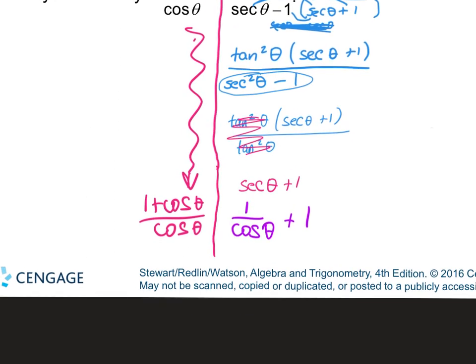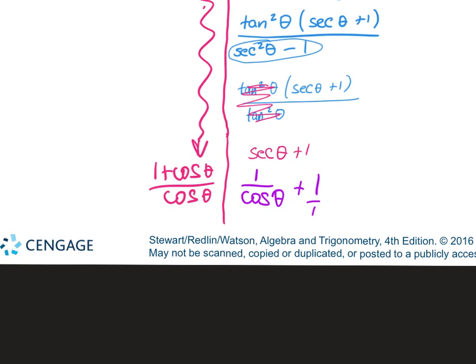Do you guys agree this is 1 over 1? We have to add fractions. How do you add fractions? You have to get a common denominator first. What's a common denominator between cosine and 1? Cosine theta. Very good. So this first fraction has the cosine, so I don't need to multiply anything. I can just put the 1 there. The second fraction has the 1. What do I need to multiply this 1 by so it says cosine theta? What you do to the bottom, you do to the top. Perfect.